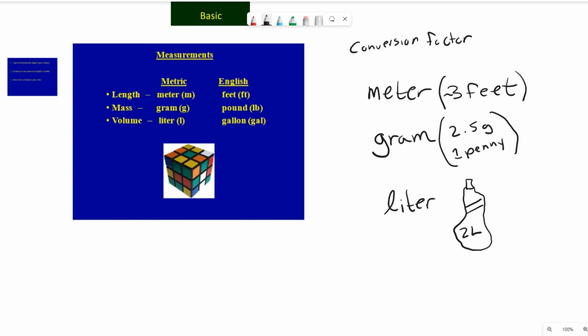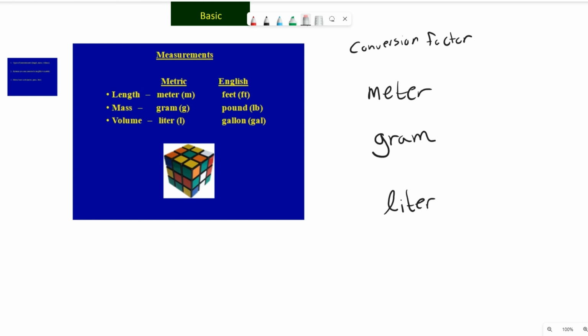Now let's take a look at the metric system. We looked at how the conversion factors for the English system were just all over the place. Well, how is the metric system so much better? In the metric system, everything uses conversions of 10. They put prefixes in front of these base units to either make them larger or smaller.